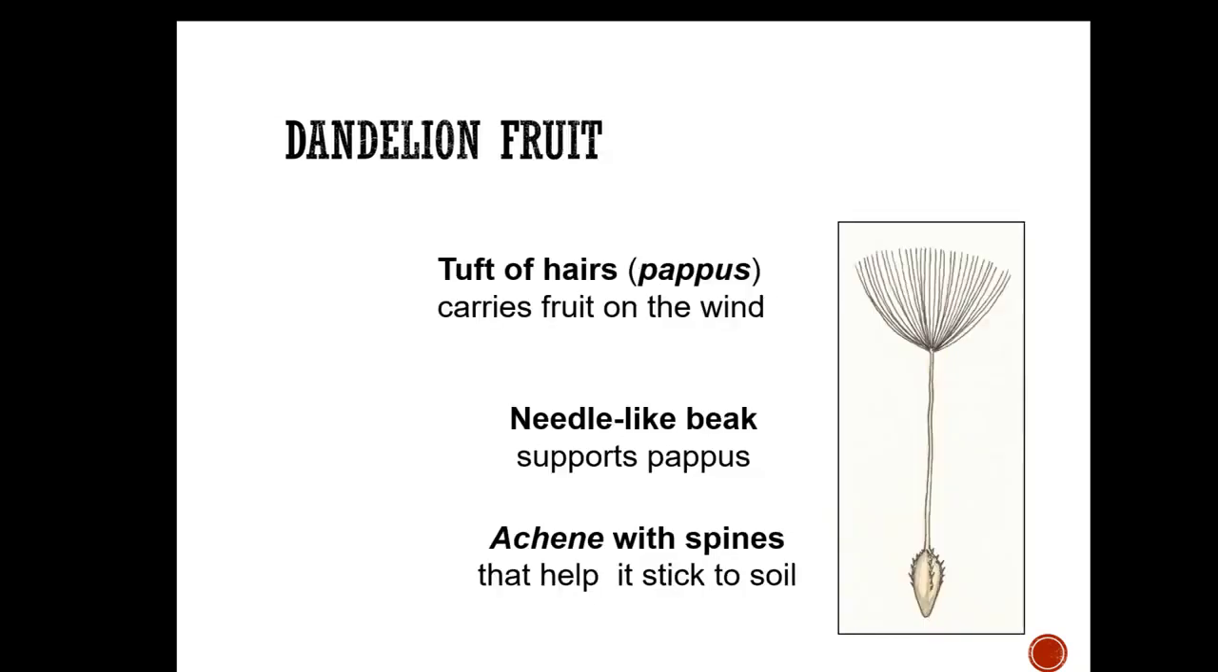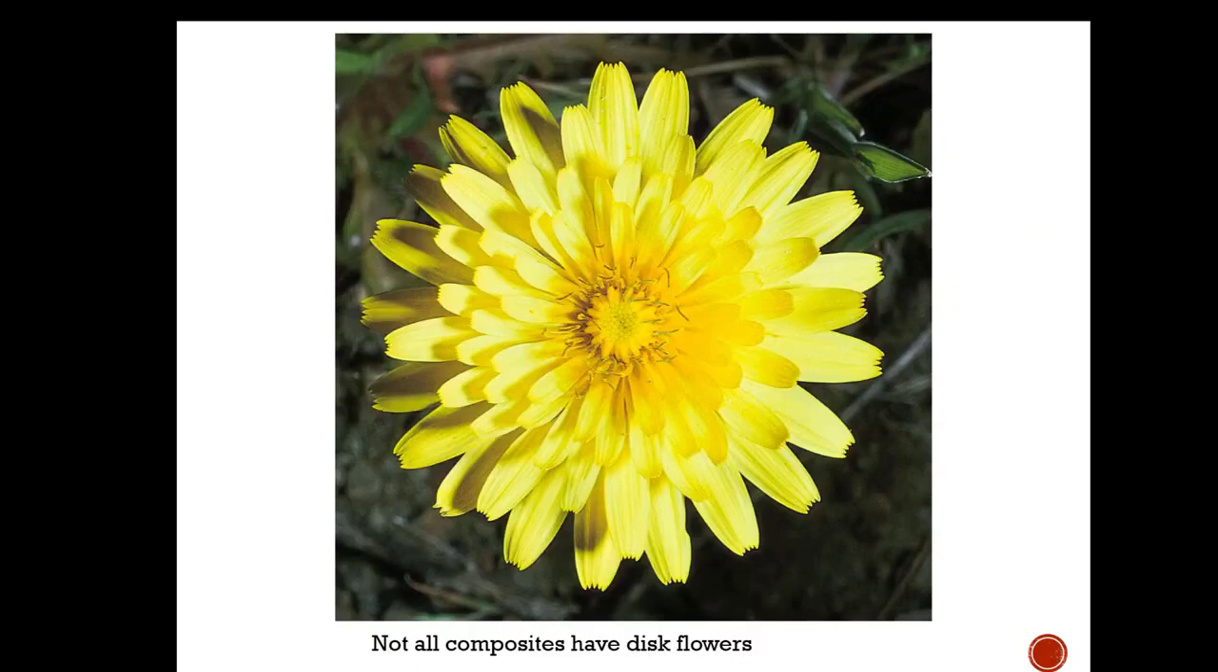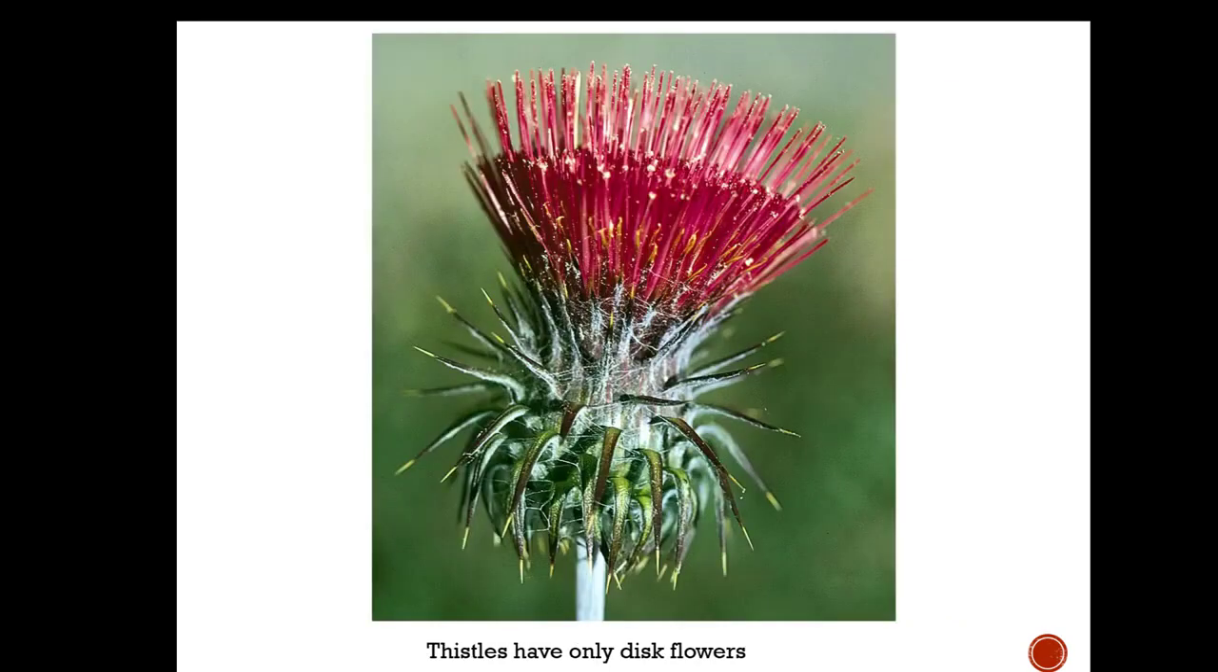So this is why they're very successful. They have tufts of hair, which are the pappus, that the wind picks up. They have a needle-like beak which supports it so they stand up, and then an achene with spines that help it stick to the soil. So this is why dandelion is so successful. We're never going to really truly get rid of dandelions in this world, I believe. That's my belief. Okay, and here, as I said, not all composites have disc flowers. Thistles only have disc flowers.